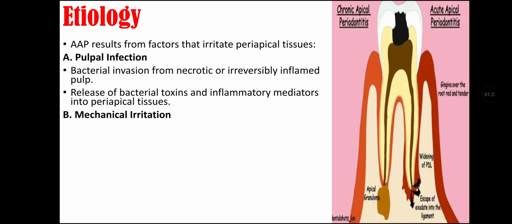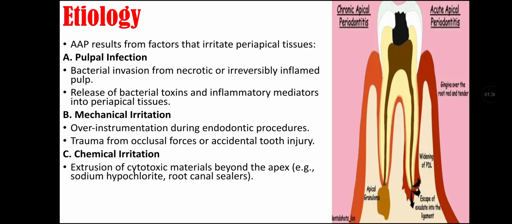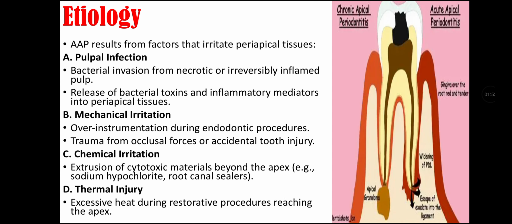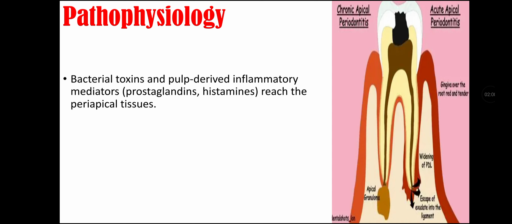Second etiology is mechanical irritation, as over instrumentation during endodontic procedures can cause it, and also trauma from occlusal forces or accidental tooth injury can cause acute apical periodontitis. Third etiology is chemical irritation, as extrusion of cytotoxic material beyond the apex, for example sodium hypochlorite and root canal sealers, can cause acute apical periodontitis. Fourth etiology is thermal injury, as excessive heat during restorative procedures that can reach the apex can cause acute apical periodontitis.